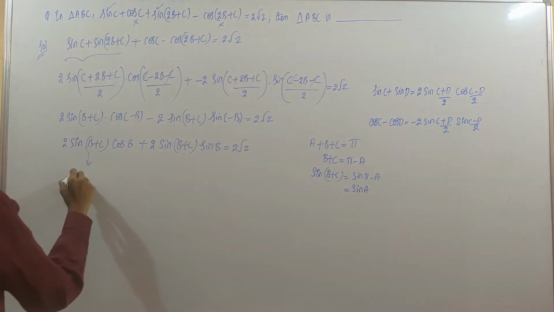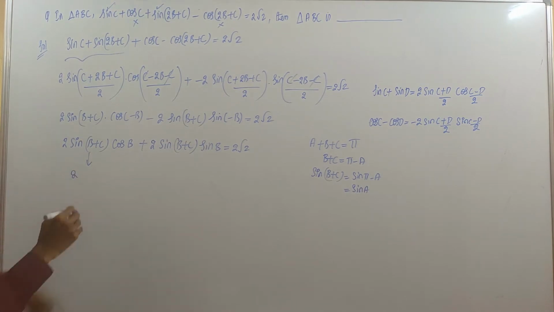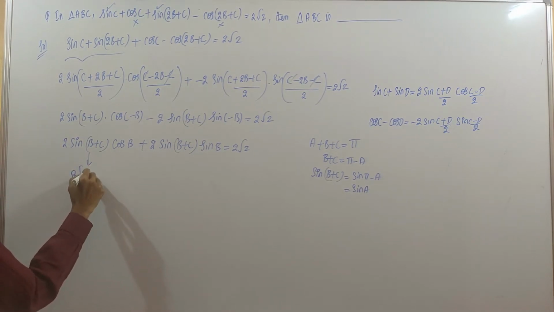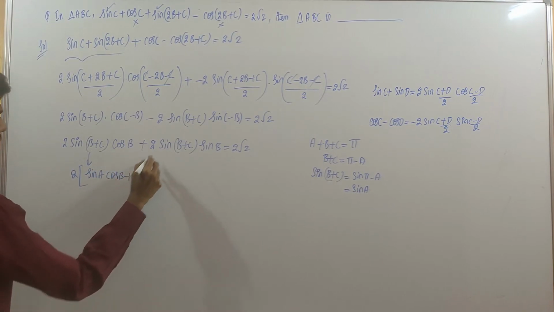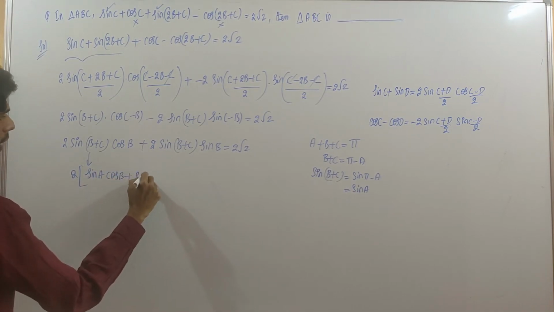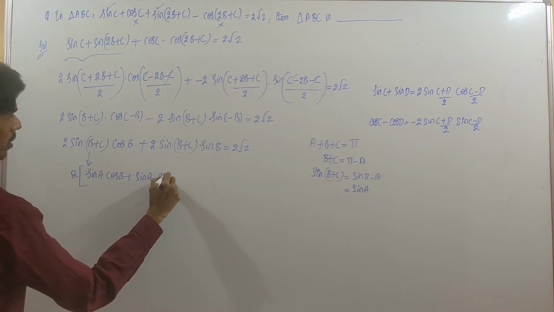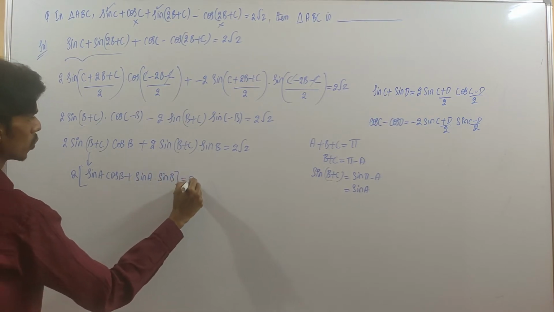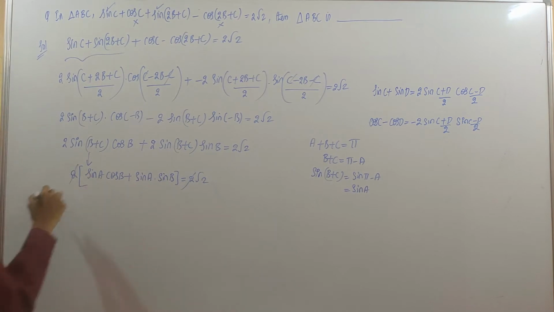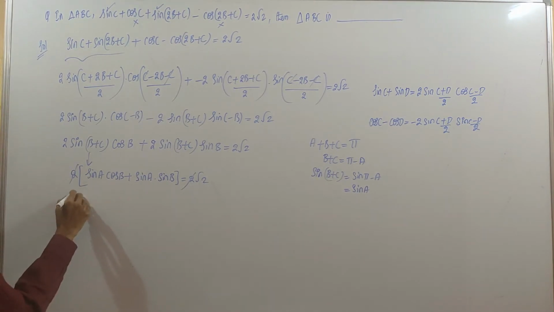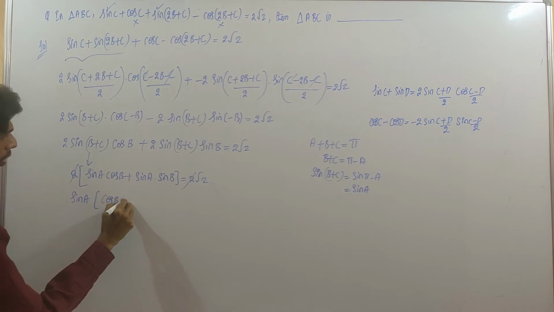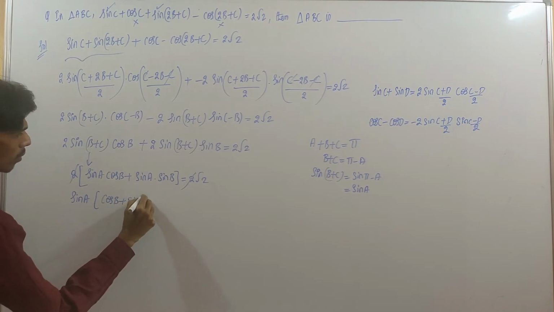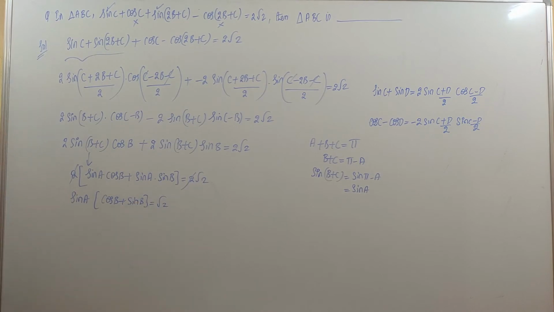Take 2 common, it will become 2 sine A cos B plus 2 sine A sine B is equals to 2 root 2. This 2 and this 2 will get cancelled. Take sine A common. We have cos B plus sine B is equals to root 2.